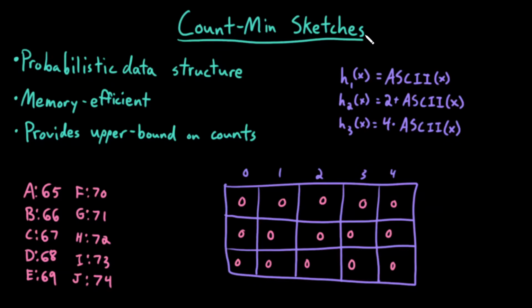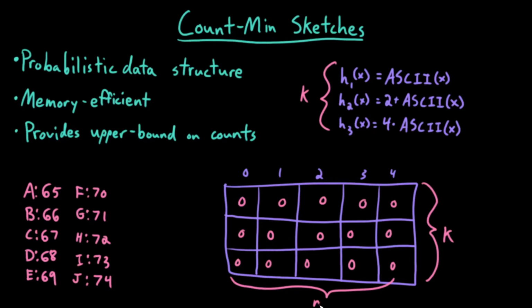So much like a Bloom filter, we must define multiple different hash functions, which is k. I'm going to say k is the number of hash functions. In this case, I have 3 hash functions. And each hash function corresponds to one row in a 2D array with k rows, one row for each hash function, and some m number of columns.